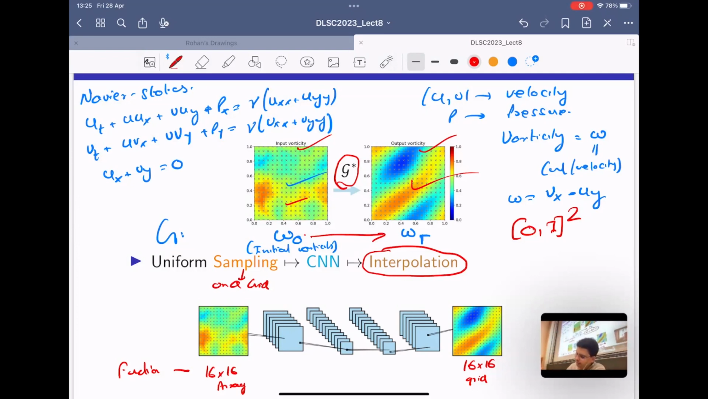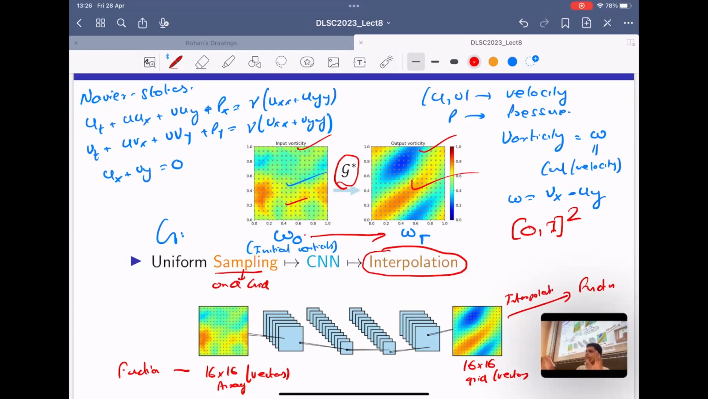Instead, I have functions, and this is function to grid values. You can reshape it as vectors for simplicity, and also here I have vectors. And then I can go back to functions through interpolation. You got my point, right?